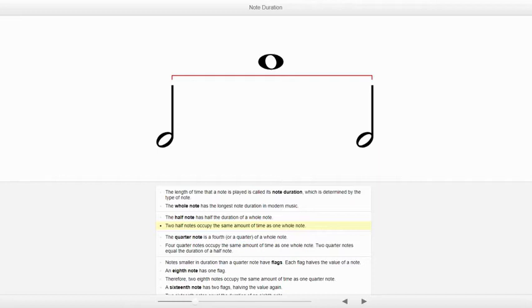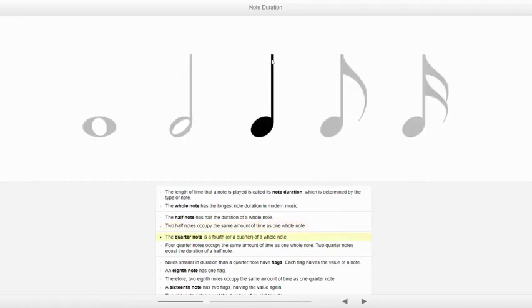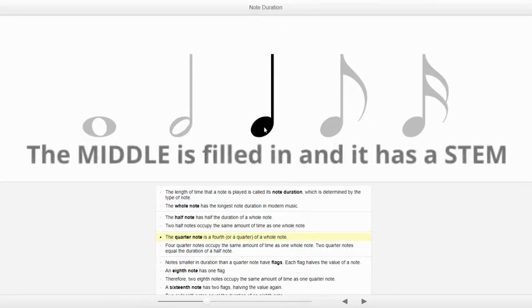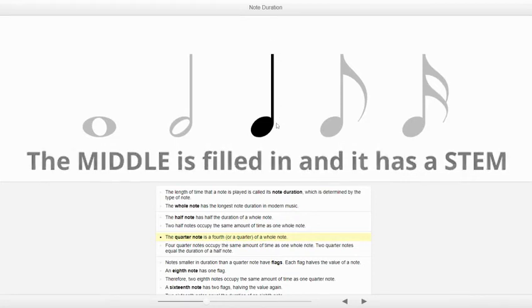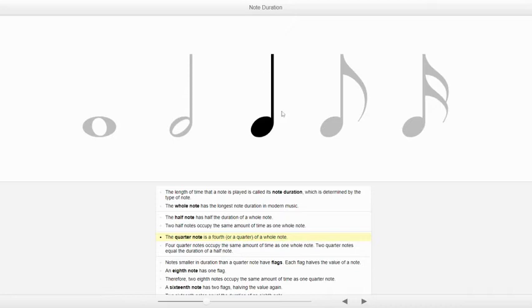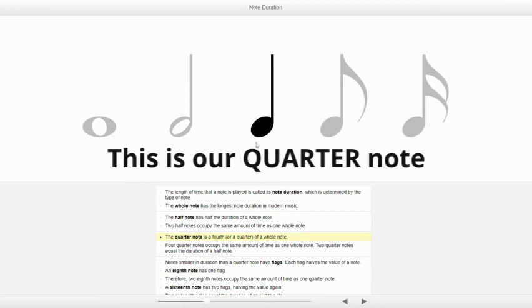As we go into our next rhythm, our next duration, is this middle one here. And the difference between this one and our half note is that our middle is filled in. So our note head, this little circle down here at the bottom, is completely filled in. It's all black in here. It still does have a stem though. So that's the other important thing we'll see here: filled in note head, stem. And this rhythm is called a quarter note.